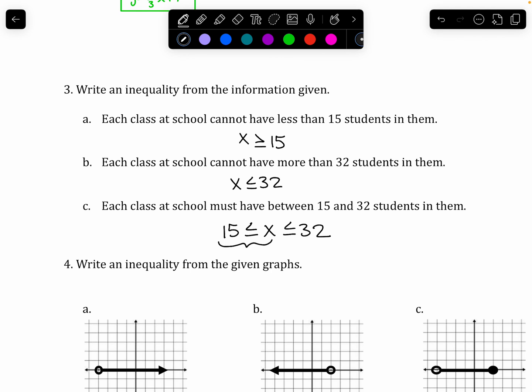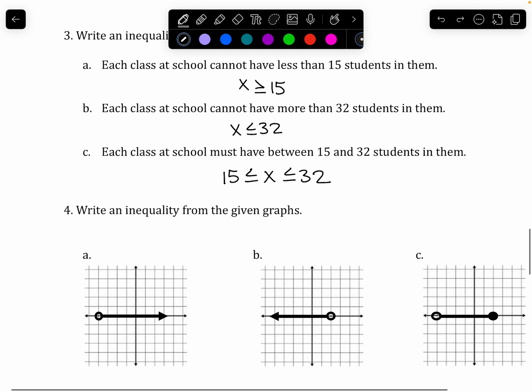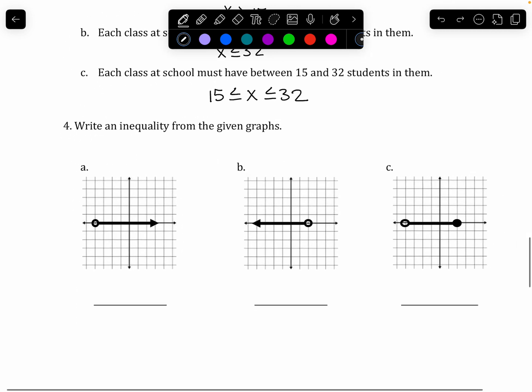Okay, this is saying right here, that's part A, where your X is greater than or equal to 15. And then this over here is part B, where your X is less than or equal to 32. That's how you write compound inequalities together.